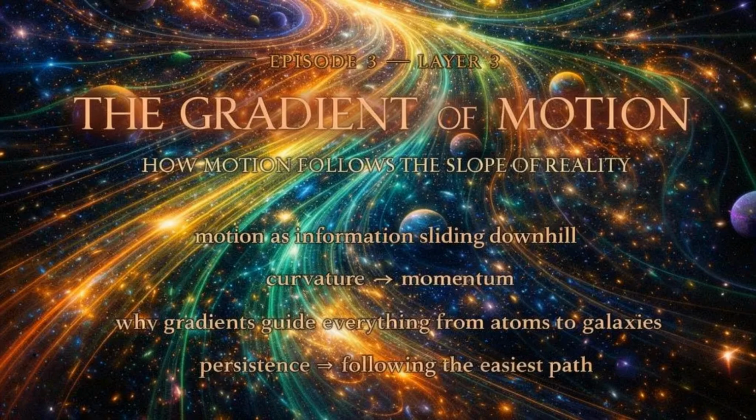In the next episode, we'll explore how these gradients start forming the earliest recognizable structures, tiny imprints, pressure points, and shape seeds that eventually evolve into the cosmic architecture we see today. Layer 4 is where motion meets structure and the universe begins to sculpt itself.